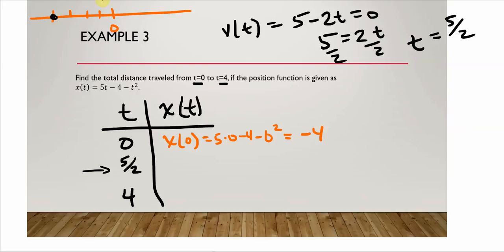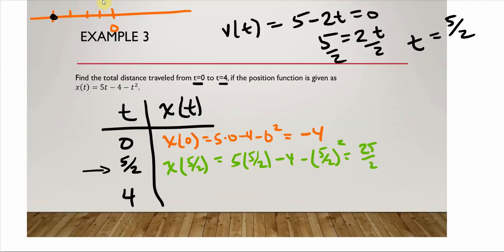So now at 5 halves, when the particle stops, where is he going to be located? So I'm going to plug in a 5 halves in there. So that means I'm going to end up with 5 times 5 halves minus 4 minus 5 halves squared. And some of you are going to hate fractions. 25 halves minus, that's going to give me 25 fourths. So that's going to be 16 fourths minus 25 fourths.